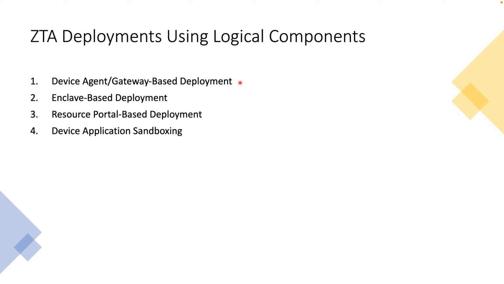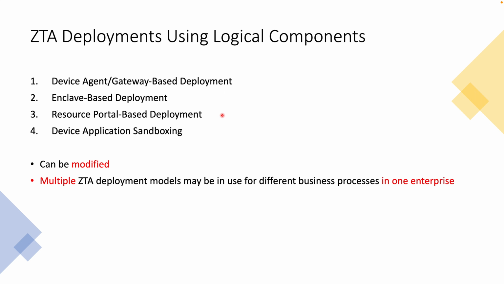This white paper presents 4 different zero trust architecture deployments. One thing we need to be clear about is that all these deployments are not unchangeable. These deployments are abstract models. They can be modified according to the circumstance. In addition, these deployment models can be used together. Depending on how an enterprise network is set up, multiple zero trust architecture deployment models may be in use for different business processes in one enterprise.